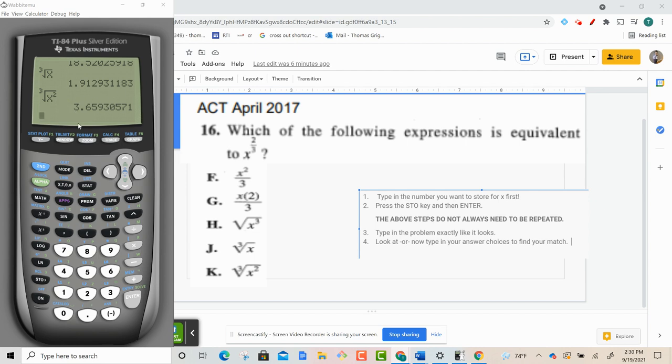If you want to know how I type that in, I press the math button, number 4 for cube root. Oops. Math button, 4 for cube root, and then x to the 2nd power. And that's how I got that answer.